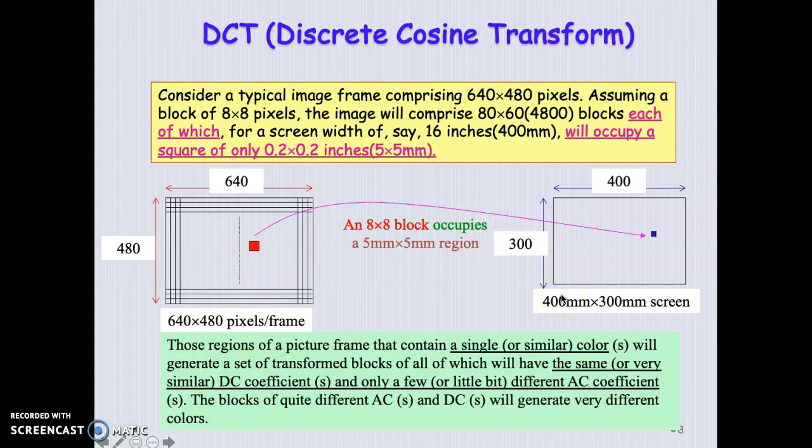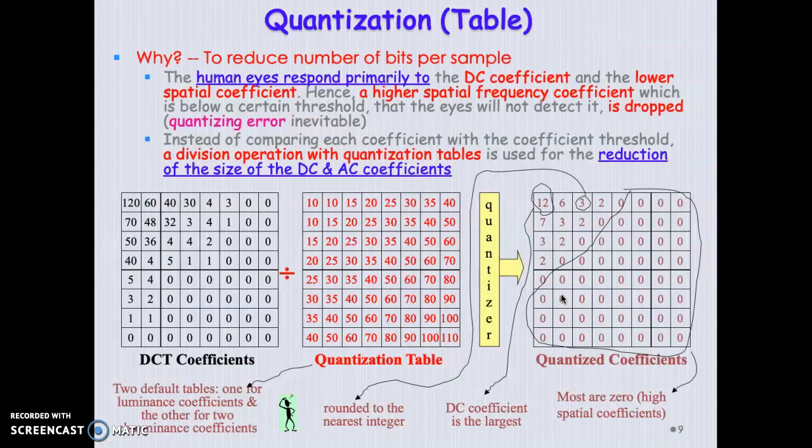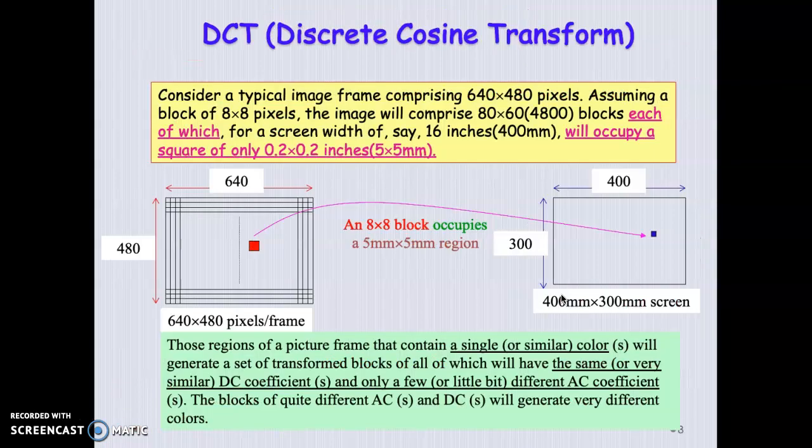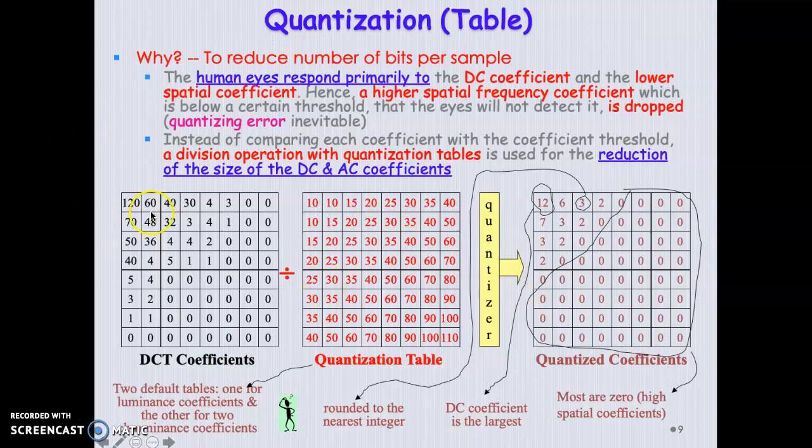So you will transform into a DCT. It will be like this. Once you transform into DCT, this will be the DCT coefficient. To reduce the number of bits per pixel, next you will do the quantization. Once you get the DCT coefficients, the next step is to do the quantization.